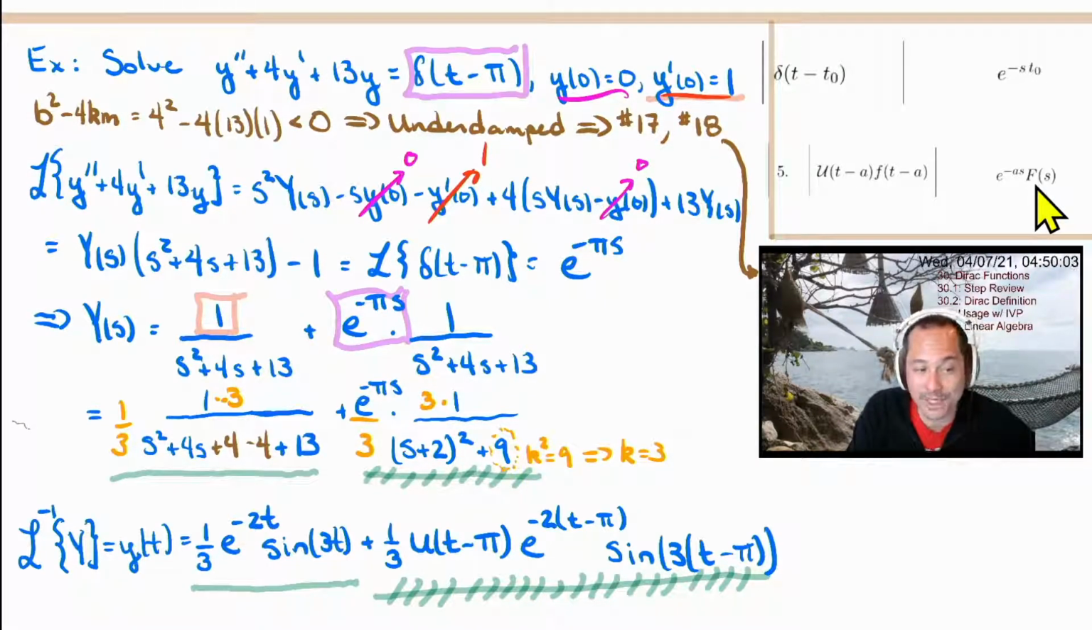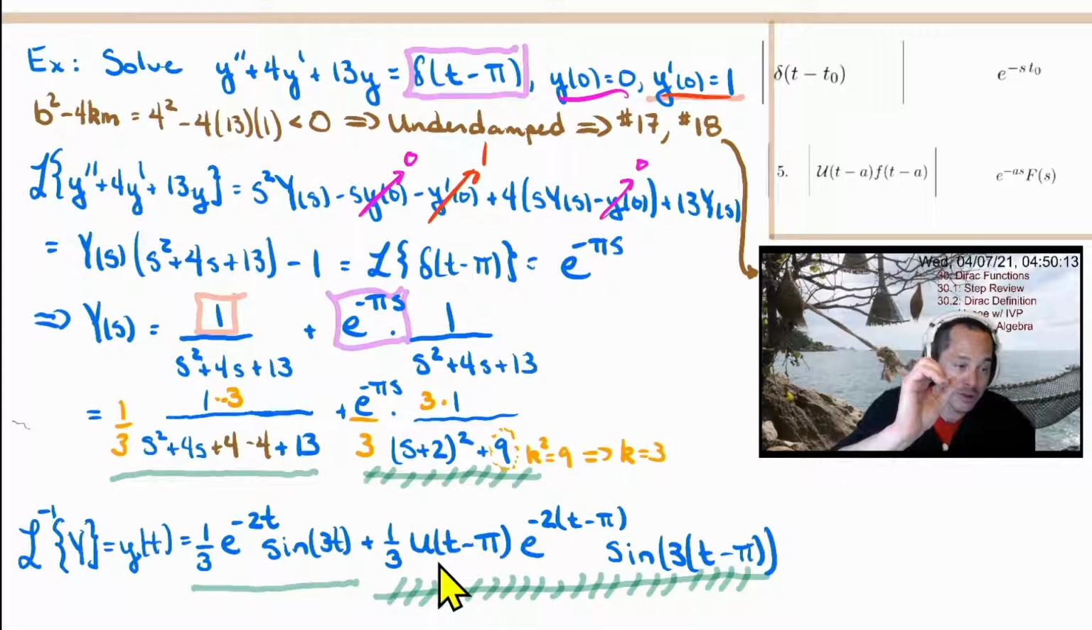And so question coming in on chat, what exactly is the u function? This u function is a placeholder for the piecewise function that says, I am the number 0 for all time values before pi seconds, and then I'm the number 1 for pi seconds and beyond, which corresponds to that. The hammer hasn't hit, the hammer hasn't hit, the hammer hits.